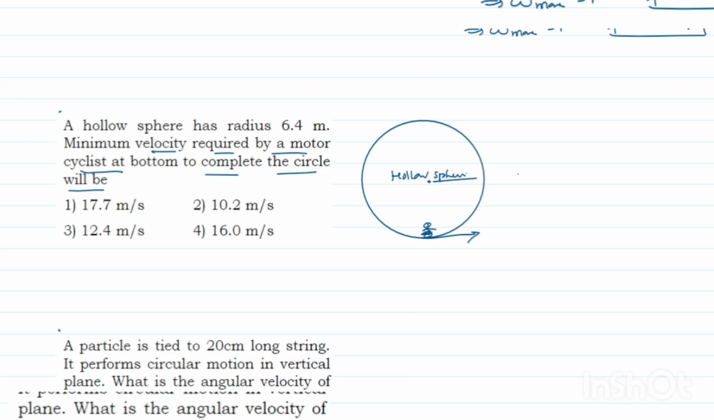So to complete the circular motion, what is the minimum velocity required at the bottom? Here V minimum in vertical circular motion will be root over 5 g r. It's 5 into the g value, you can take like 9.8, into radius given as 6.4. So just simplify this one, students. Here the V minimum value will be nearly 17.7 meter per second. This is the correct answer.